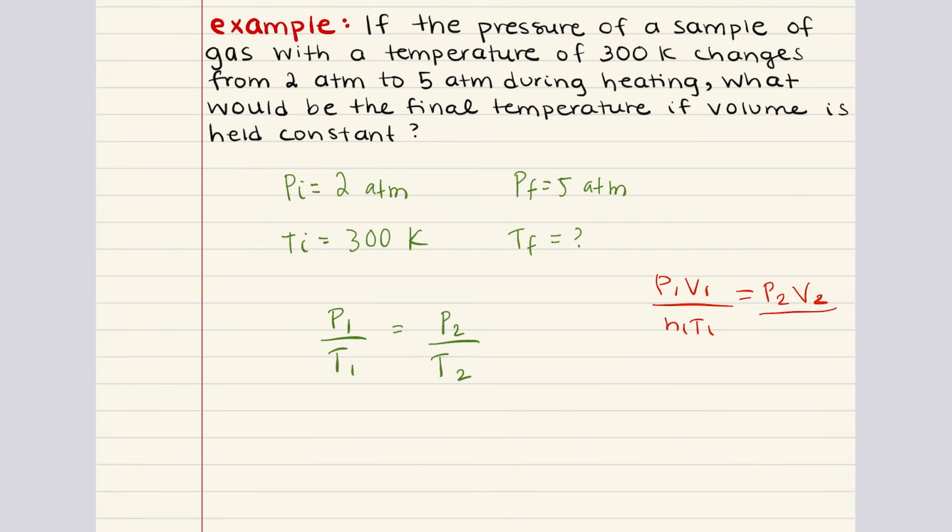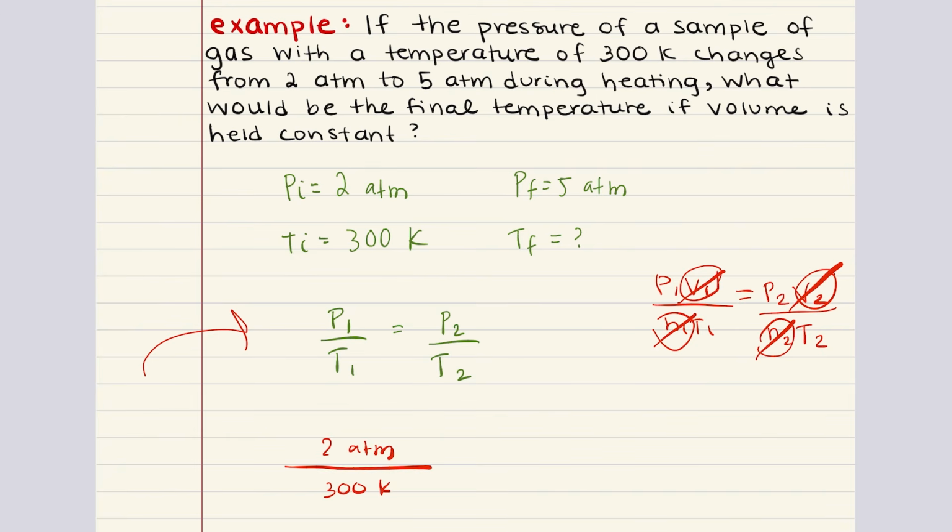So in this problem, we know that volume stays the same, so V1 and V2 are equal, and we can cancel them out. We also know that moles isn't changing, so N1 is equal to N2, and we can cancel that out, and what we're left with is the same relationship we just wrote down. Now let's go ahead and plug in what we know. The initial pressure is 2 atmosphere, initial temperature is 300 Kelvin, final pressure is 5 atmosphere. We're trying to figure out final temperature.